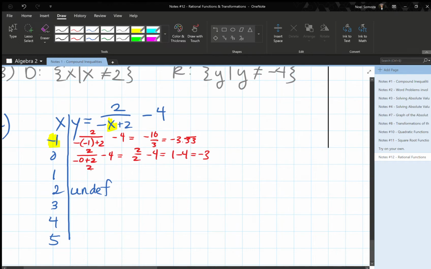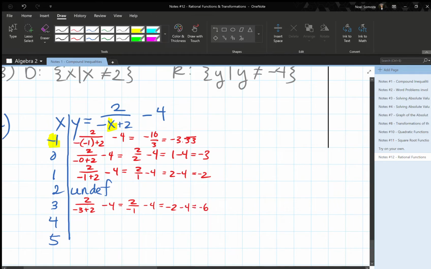Okay, 2 over negative 1 plus 2 minus 4. That's the same as 2 over 1 minus 4. So that's 2 minus 4, which is negative 2. Okay. Now the other side, I have 2 all over negative 3 plus 2 minus 4. That's going to be 2 over negative 1 minus 4, which gives us negative 2 minus 4 equal to negative 6.